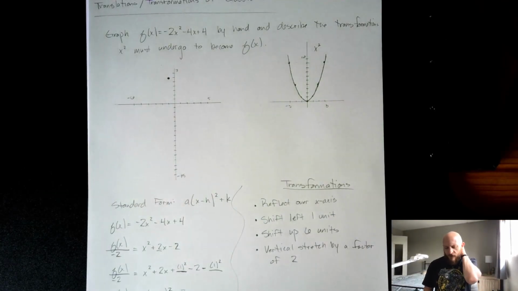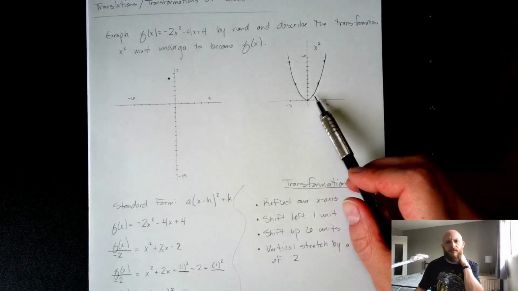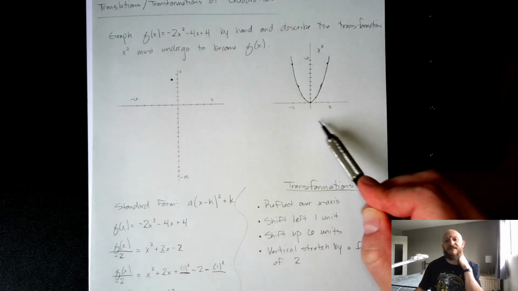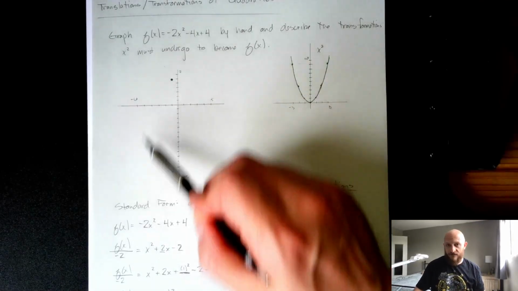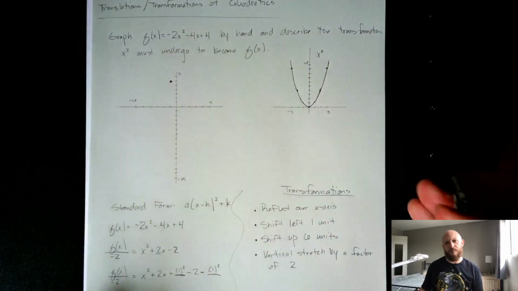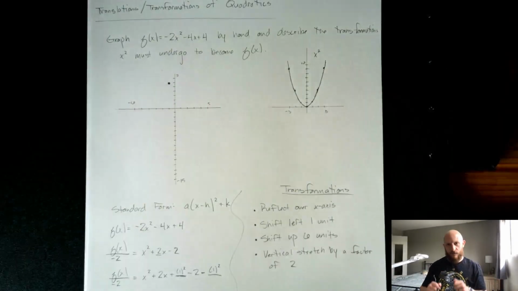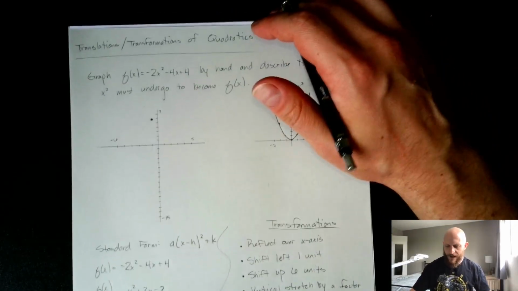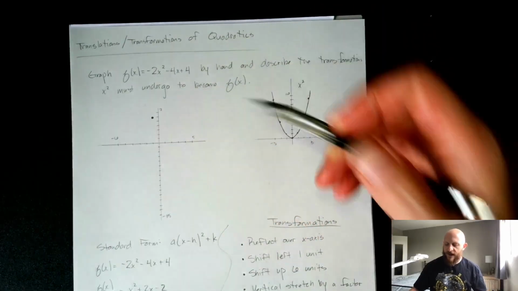This negative out front means that everything's going to be facing downwards, right? This is an upward facing parabola. -x squared would be this exact same thing, but facing downwards. So I know that this thing is going to come down. I just need to grab some points so that I can graph it a little bit more accurately. And here's how I go about that. So I know it's facing down.